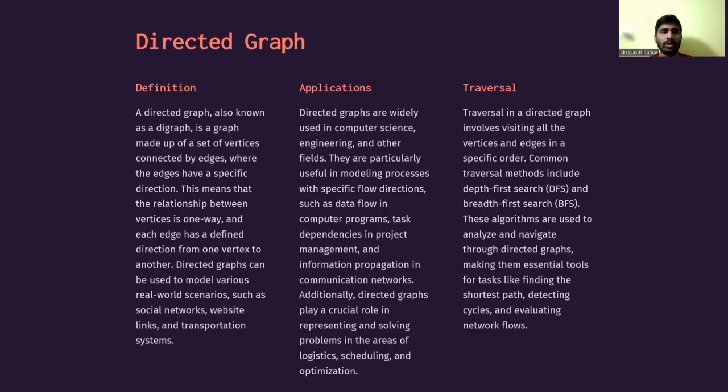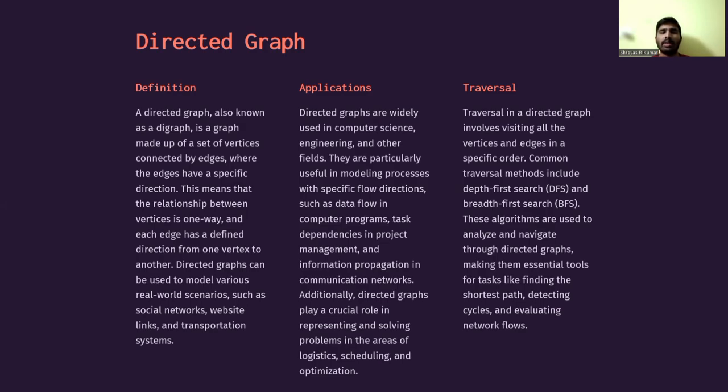A directed graph, also known as a digraph, is a graph made up of a set of vertices connected by edges where the edges have a specific direction. This means that the relationship between vertices is one way, and each edge has a defined direction from one vertex to another. Directed graph can also be used to model various real-world scenarios, such as social networks, website links, and transportation systems. What are the applications of the directed graph?